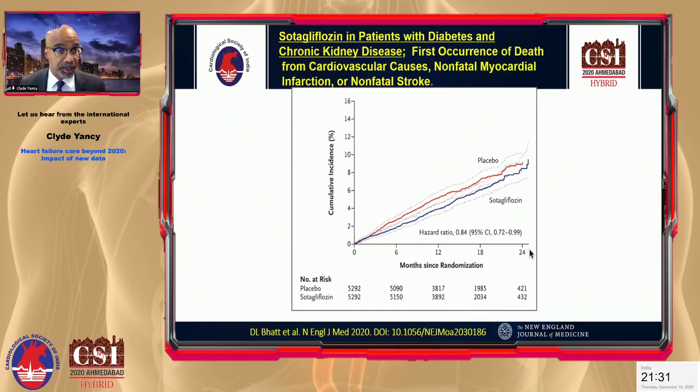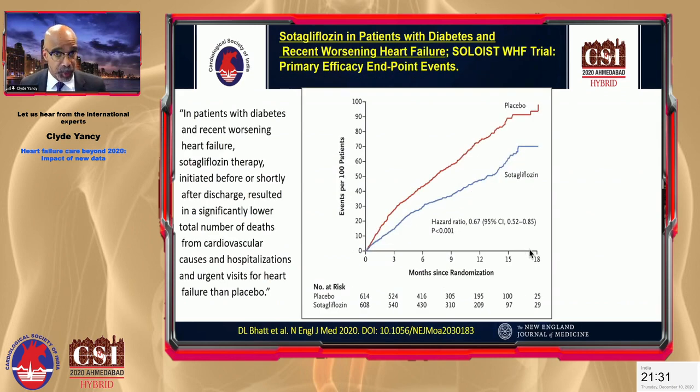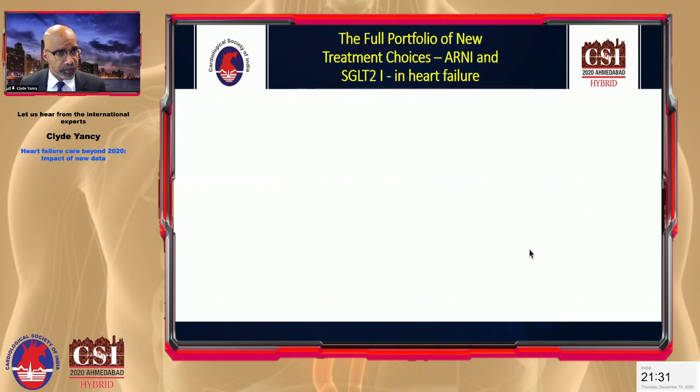And again, seen here, the first occurrence of death from cardiovascular causes, non-fatal MI or non-fatal stroke. And then in the SOLOIST worsening heart failure trial, remarkably, we saw that in patients with diabetes who received this particular SGLT drug, there was evidence of a preservation of health, a reduction of cardiovascular events. What's different about this drug is that it targets both the first and second receptors, or receptor 1 and 2. So stay tuned for more information there.